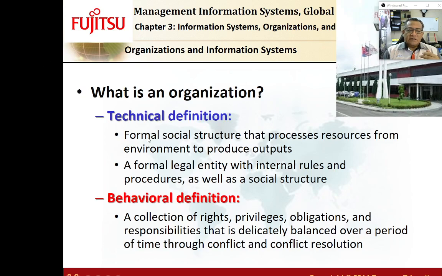So this is what they call the formal structure, in which 3 or 4 engineers are reporting to their assistant manager of engineering, and the assistant manager of engineering reports to the engineering manager. So those are the formal social structure. It is a way people work and who is reporting to whom, who is responsible to whom, right? It is partly a formal legal entity of internal rules and procedures. It is basically a social structure.